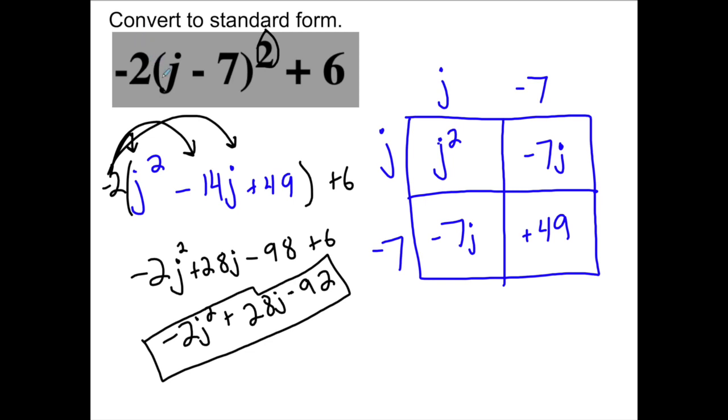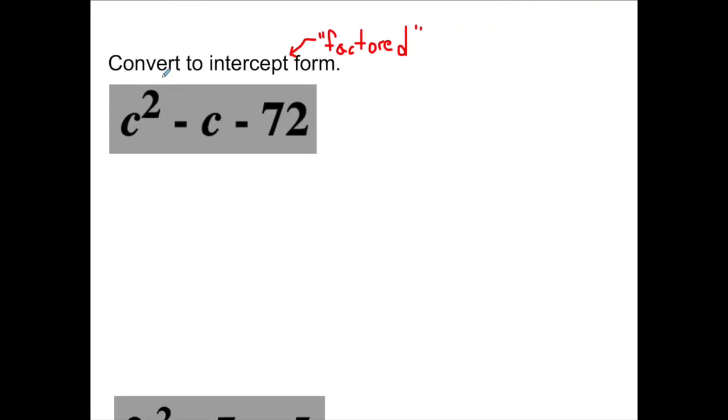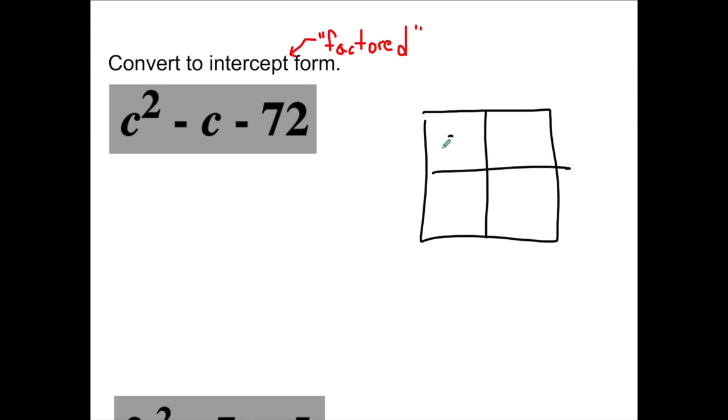All right. Next one we want to convert to intercept form. Remember, we want to go the other way here. So we're going to set up our box, and then we know we've got a C squared and a negative 72. To get C squared, there's only one way, and it's got to be C and C, because C times C is C squared. Now we know we need to multiply to a negative, so one number is going to be positive and one negative. The negative number is probably going to be further from 0, and notice there's a difference of only 1 between them.